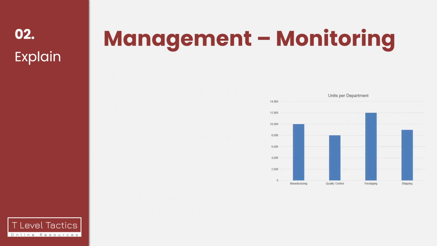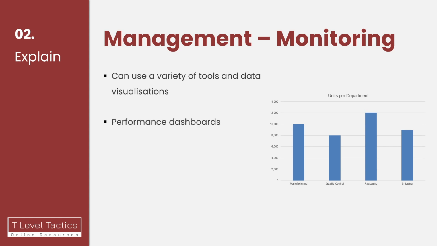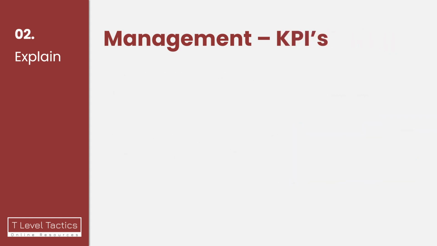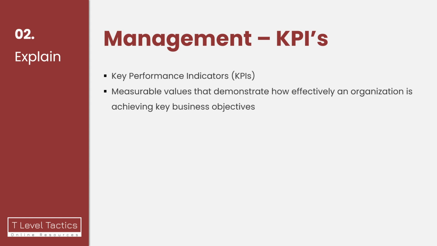We can use a variety of tools and data visualizations in monitoring. We could use performance dashboards for real-time data analytics. We could also use process mapping and flowcharts. KPIs are key performance indicators, which are measurable values that demonstrate how effectively an organization is achieving their key business objectives, and these will be set themselves by the organization or business.